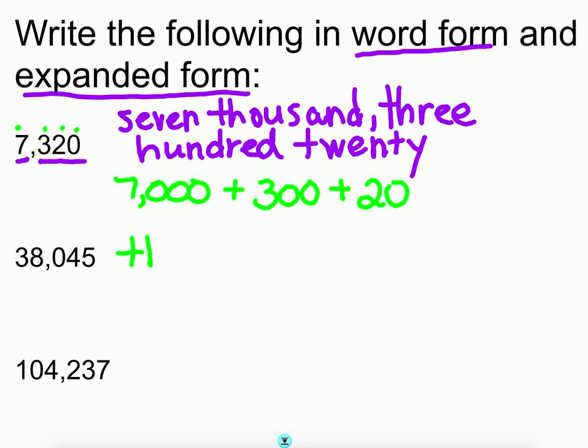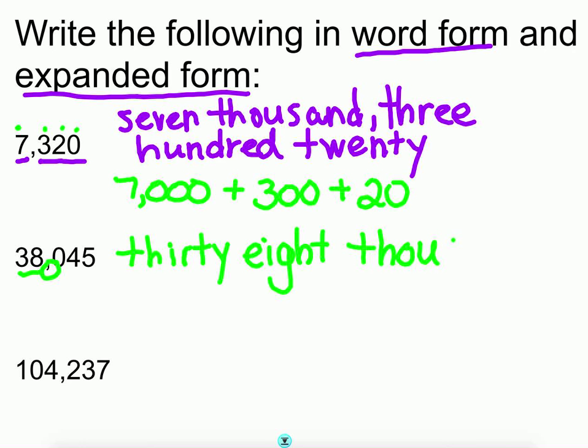38,045. So it's 38, then the word thousand. The comma stands for the word thousand. 38,045. Okay. 38,000, comma, 38,045. Okay, and now we're going to do expanded form.